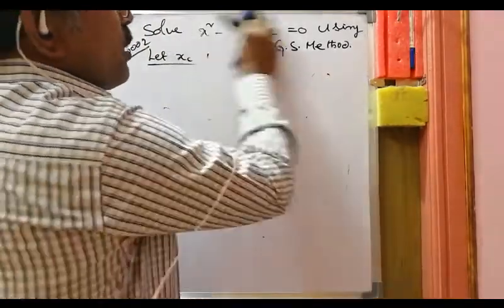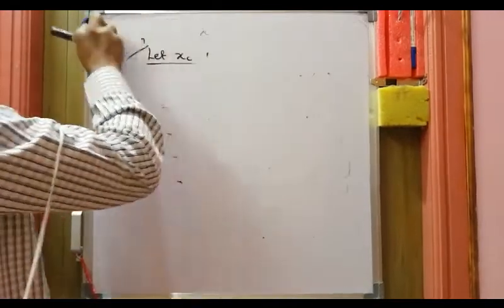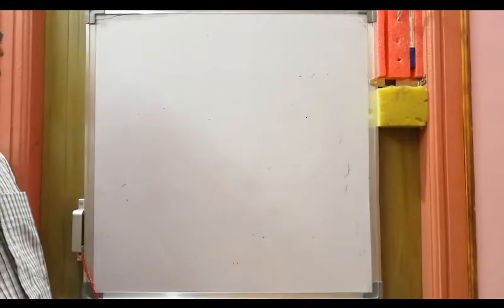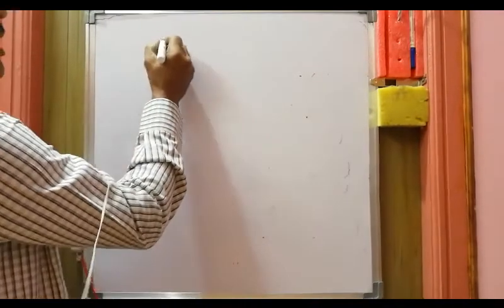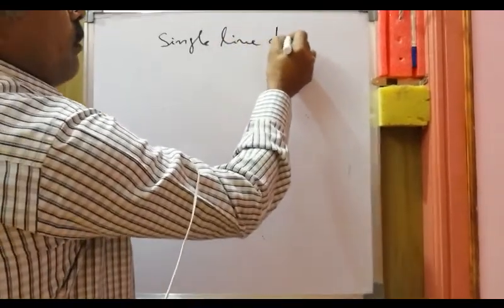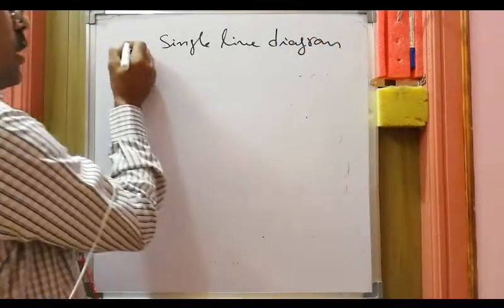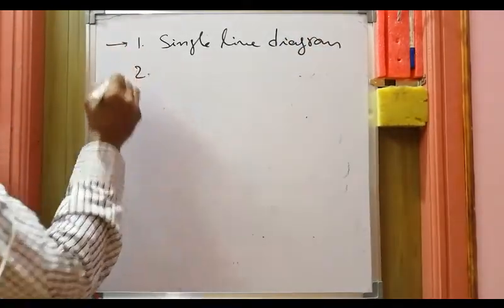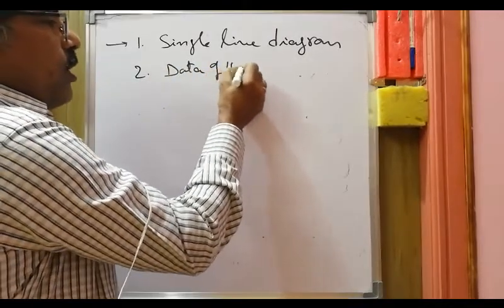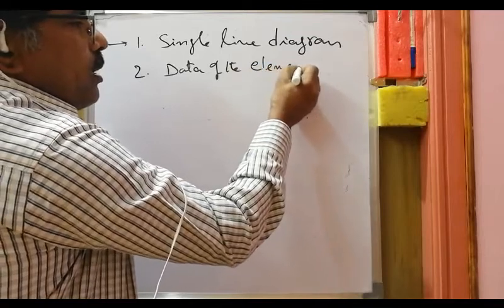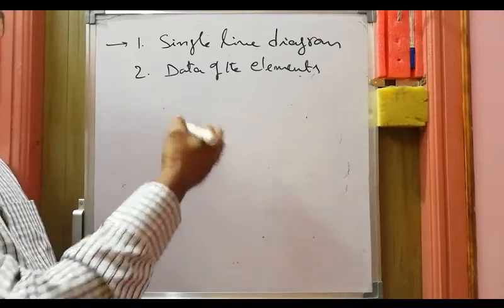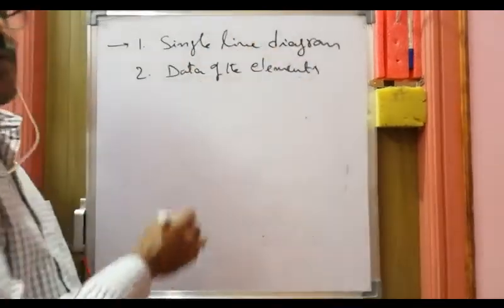But remember, to solve our power system problem using this Gauss-Seidel method, the steps involved are already given. You need a one-line diagram of the system and also the data. So first thing is single line diagram. This is the first one required. Second one is the data of the elements: transmission lines, transformers, and then alternators, loads, etc. Their complete specifications are required.